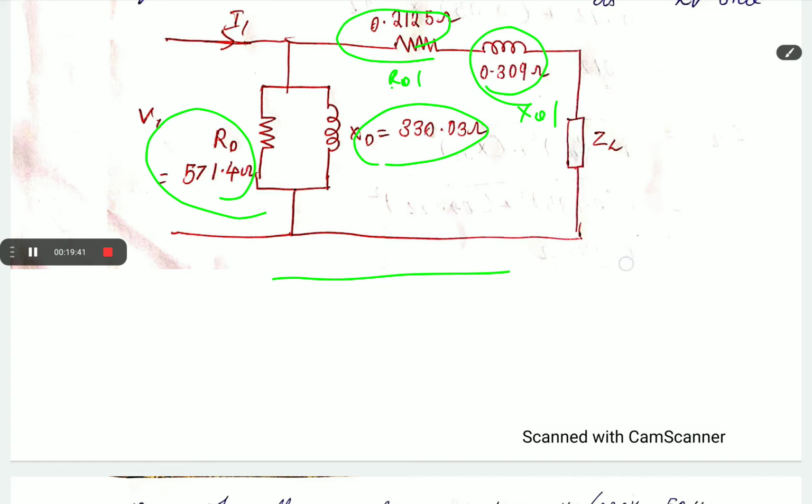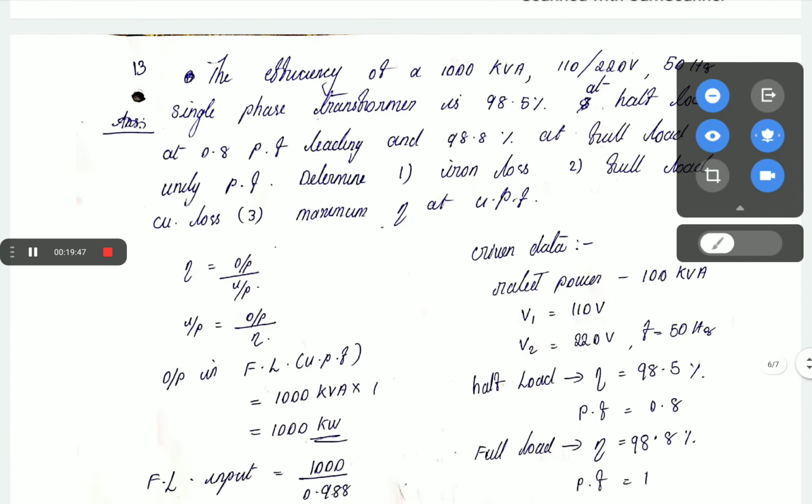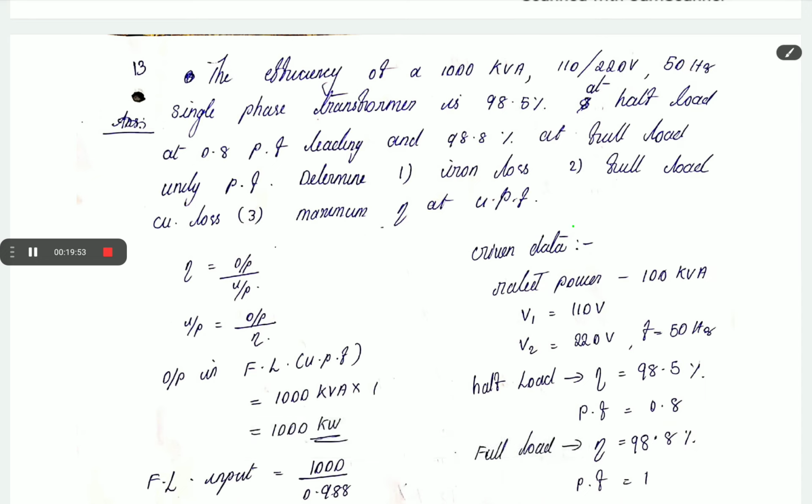ഓക്കെ. Then next question. This is also an important question. Previous year similar question ചോദിച്ചിട്ടുള്ളതാണ്. So just I'll read this question. The efficiency of a 1000 kVA, so power, rated power is given, and the voltage V1 is 110 volt and 220 volt is V2, 50 hertz single phase transformer has 98.5% at half load. Half loadiലുള്ള efficiency തന്നിട്ടുണ്ട്. At 0.8 power factor leading and 98.8% at full load. Full loadiലുള്ള efficiency തന്നിട്ടുണ്ട് at unity power factor.